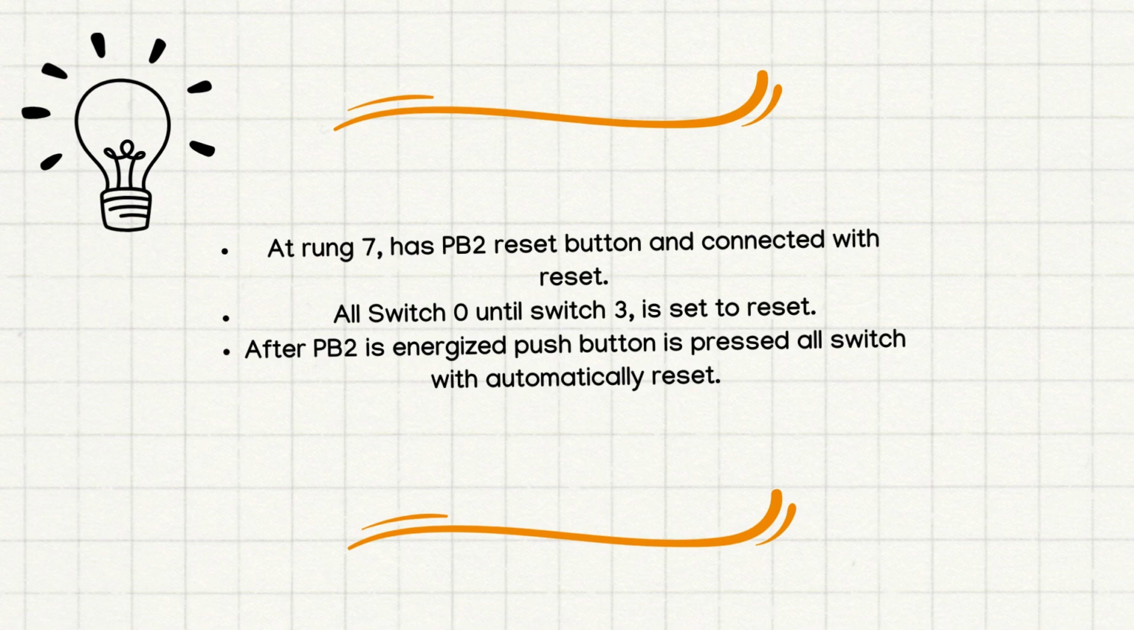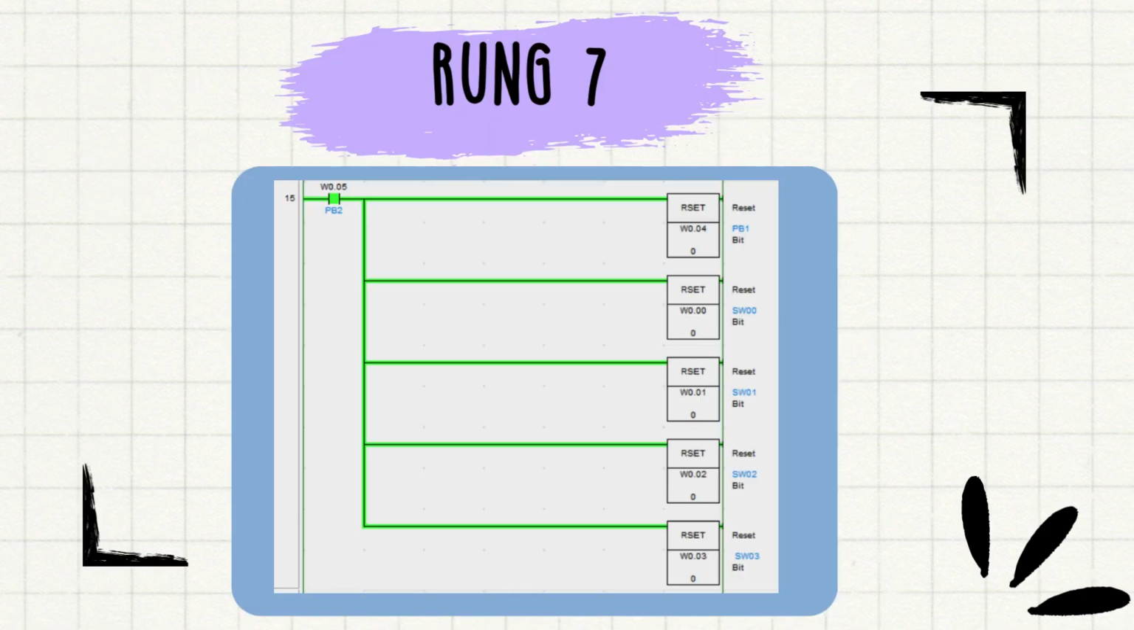After push button 2 is energized and pressed, all switches will automatically reset, from push button 1 and switch 0 until switch 3. This is the connection for rung 7 after push button 2 is pressed.